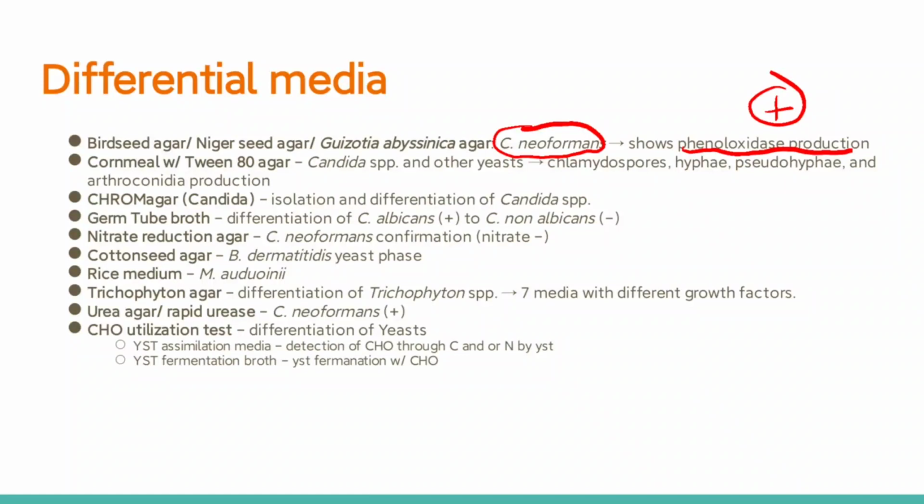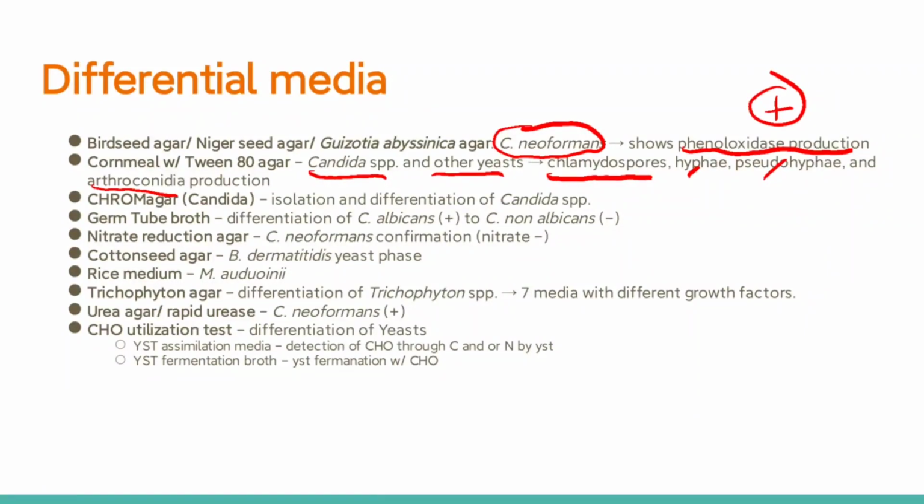Next, we have the cornmeal with Tween 80 agar. This is for your Candida species and other yeasts. Dito, you are going to appreciate the production of chlamydospores ng mga yeasts. Okay? Pwede rin na magkaroon sila ng hypha, pseudohypha if kaya nila, and arthroconidia production as well.